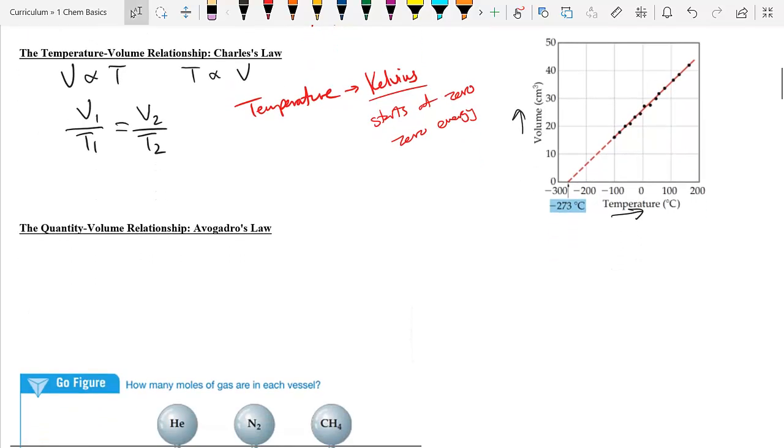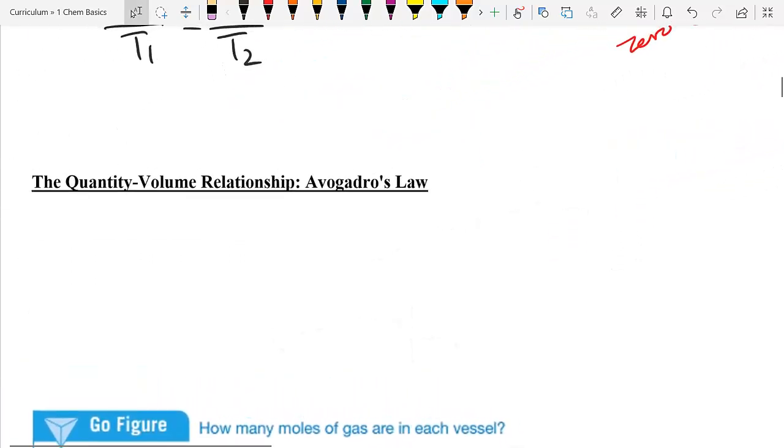Now, let's talk about Avogadro's law. This is our quantity-volume relationship. Now, recall, when we talk about the quantity-volume relationship, quantity we typically express as the counted number of particles, but it also could be the weighed number of particles. So you can consider this as either mass in grams, right? Or you could consider it as the amount, which we normally express as moles.